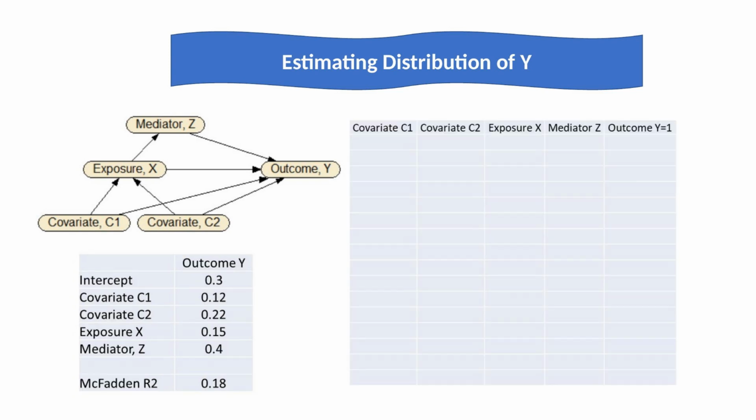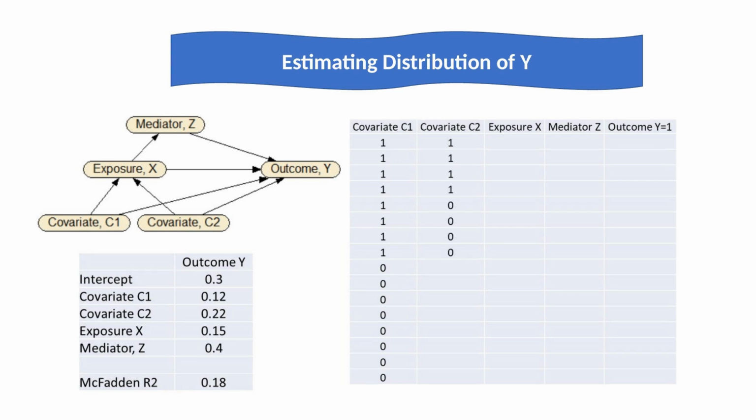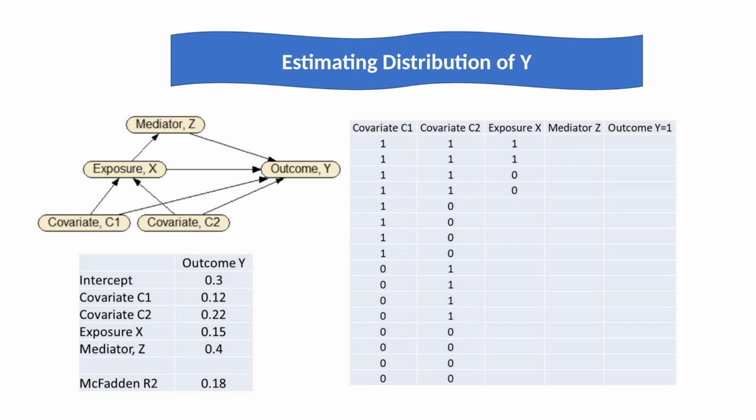First, we create a factorial combination of direct predictors of y. To generate the factorial combination of 4 variables, we will need a table that has 2 to the power of 4 rows. That is 16 rows. In half of the 16 rows, covariate C1 is present and in half it is absent. Covariate C2 is present in half of the times when covariate C1 is present and absent in the rest. Similarly, covariate C2 is present in half of the times when covariate C1 is absent and C2 is absent in the rest. The same procedure is followed for exposure variable, where C1 is present and C2 is present.